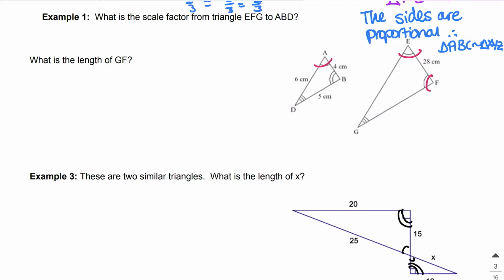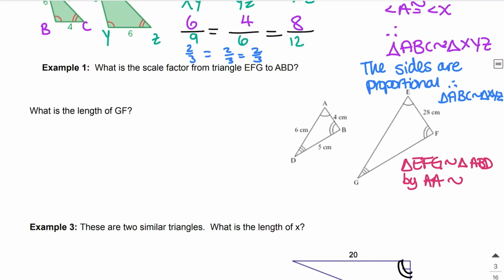So here we can say that triangle EFG is similar to triangle ABD by angle-angle similarity. And this symbol right here means similarity. So we know that they are similar, which means that the sides are proportional. So here, what is the scale factor?